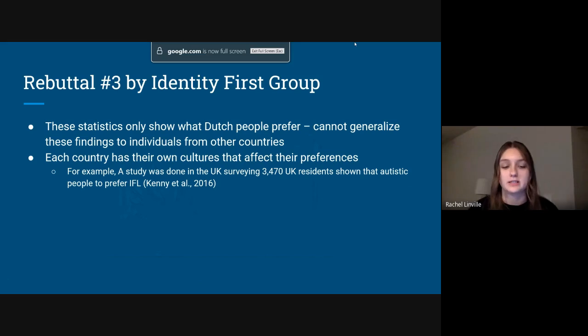So the previous statistics and study only show what Dutch individuals prefer. So we cannot generalize these findings and assume that they are true for individuals from other countries. Each country has their own cultures and belief systems, which affect their preferences, and it's important to be cognizant of that fact. For example, a study conducted which surveyed UK residents found that autistic people prefer identity-first language, and then the next slide shows a graph that represents the preferences of 4 different groups consisting of autistic individuals and other stakeholders.